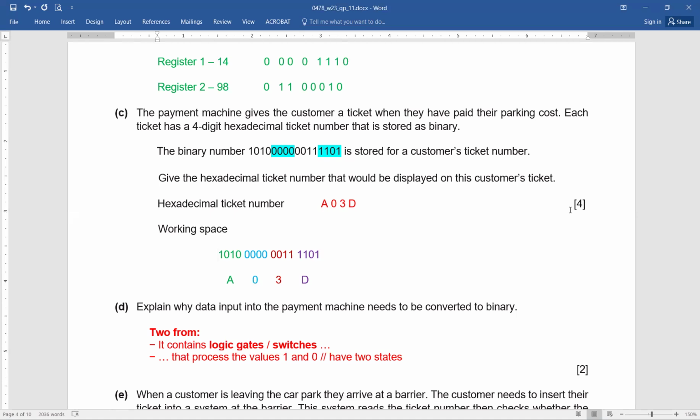That will give you 2 out of 2 if you have written the right answer. It contains switches, and the switches are only able to process 1 or 0 only, or they have 2 states only, an off or an on. In this manner, you will gain 2 out of 2.